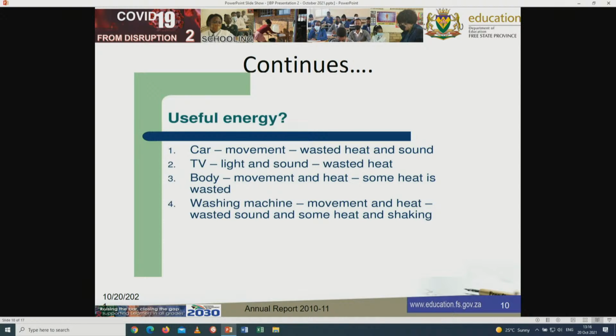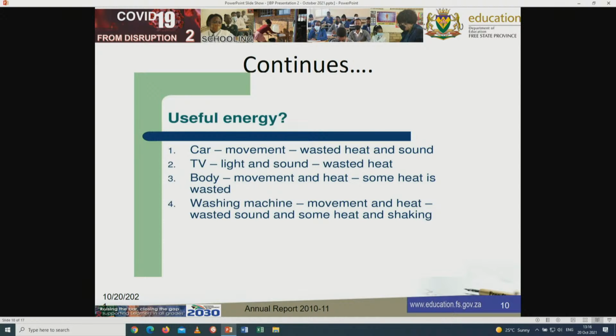Washing machines at home. It is useful for the movement, and waste in the form of what? Of a sound. And some heat and shaking. Then we start to lose it. We need it for the movement, for us to be able to wash. But somewhere, somehow, there's going to be a sound, we start to lose it. The machine starts to shake, we start to lose it. That energy.